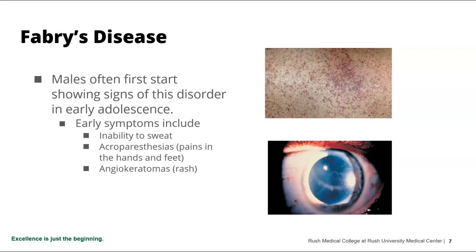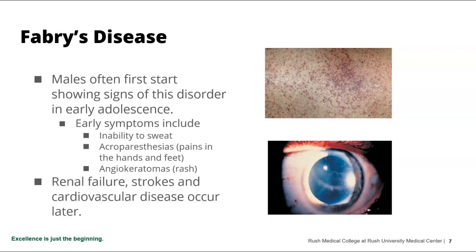Males usually start showing signs of Fabry disease in early adolescence, and early symptoms include the inability to sweat, because the sweat glands also have very small capillaries that become obstructed. Often even during childhood they don't want to be outside, and their face turns red. Acroparesthesia is pain in the hands and feet, and there is a non-blanching skin rash. The other thing is a whorl keratopathy in the eyes.